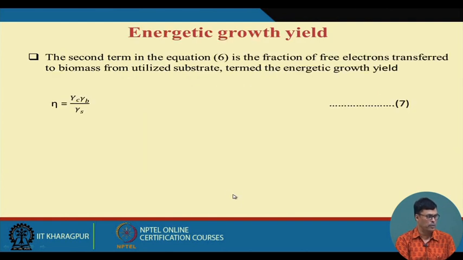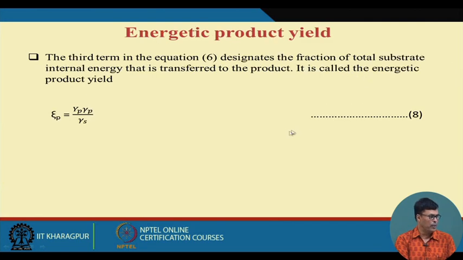three different pieces of information. Now the second piece of information that we have is eta equal to YC gamma B by gamma S; this is called the energetic growth yield. And epsilon P is called the energetic product yield. So these two pieces of information are very much required, because I shall show you that the thermodynamic efficiency of any biological process depends on these two factors, because it is nothing but eta plus epsilon P.